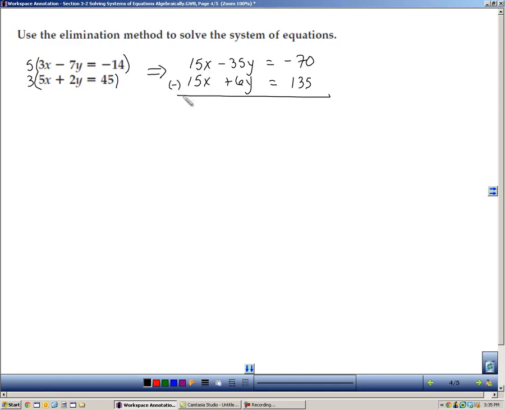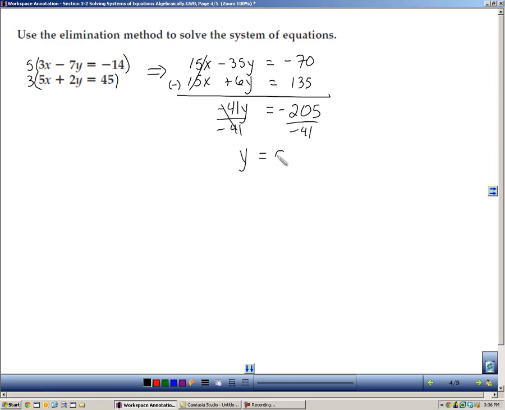You could have done lots of different things. We could have multiplied the bottom by negative 3, and then we would have got a negative 15, and then we could have added. We could have done the top by 7, or excuse me, the top by 2 and the bottom by 7. There's lots of ways that we could have solved this. I just chose to do it this way. So 15 minus 15 is 0. Negative 35 minus 6 is negative 41. Negative 70 minus 135 is negative 205. And then we'll divide by negative 41.